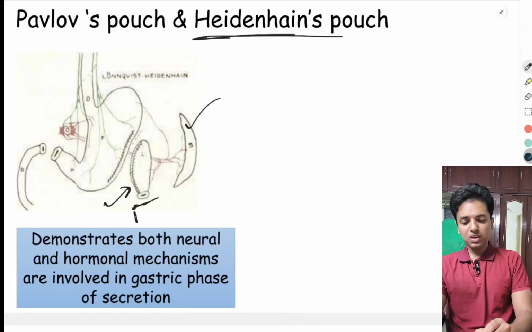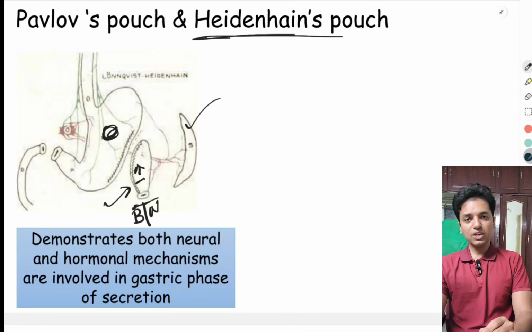So Pavlov's pouch has got an intact blood supply as well as nerve supply. So whenever this animal ingests the food, again there is an increase in the secretion in this pouch, suggesting that there is a phase which is called a gastric phase, and gastric phase is going to cause increase in the gastric juice secretion. It might occur because of presence of an intact nerve supply as well as blood supply. Why blood supply? Because hormones are entering into the blood.